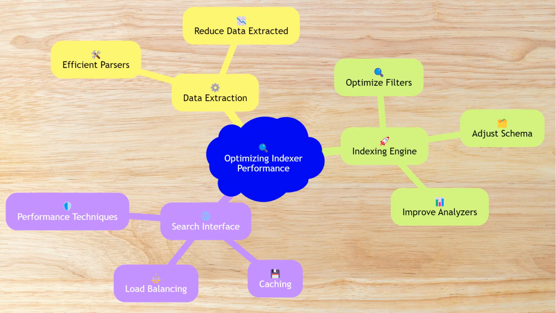Optimizing the performance of the indexer is crucial for ensuring that it runs efficiently and provides accurate search results. This involves fine-tuning the configuration of the data extraction mechanism, indexing engine, and search interface. For example, you can optimize the data extraction mechanism by using more efficient parsers or reducing the amount of data extracted. Similarly, you can optimize the indexing engine by adjusting the schema, filters, and analyzers to improve indexing speed and accuracy. Additionally, you can optimize the search interface by implementing caching, load balancing, and other performance-enhancing techniques.